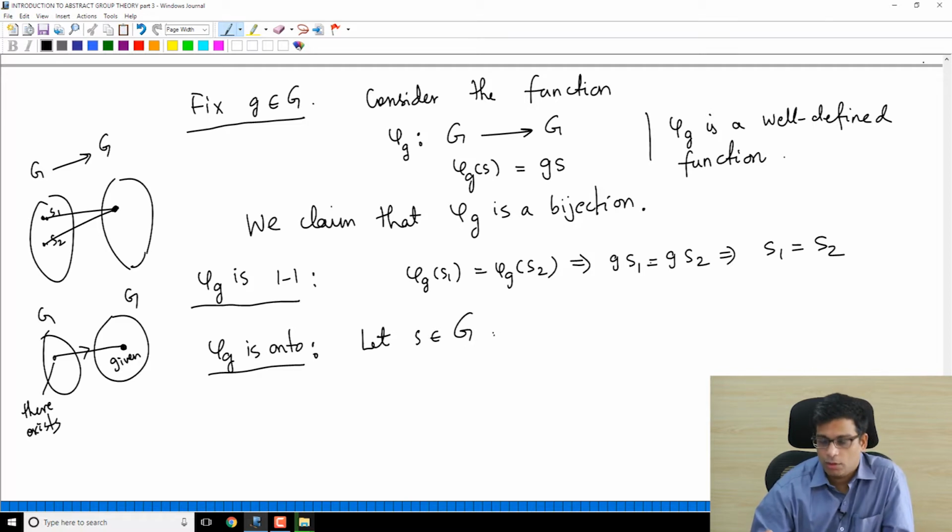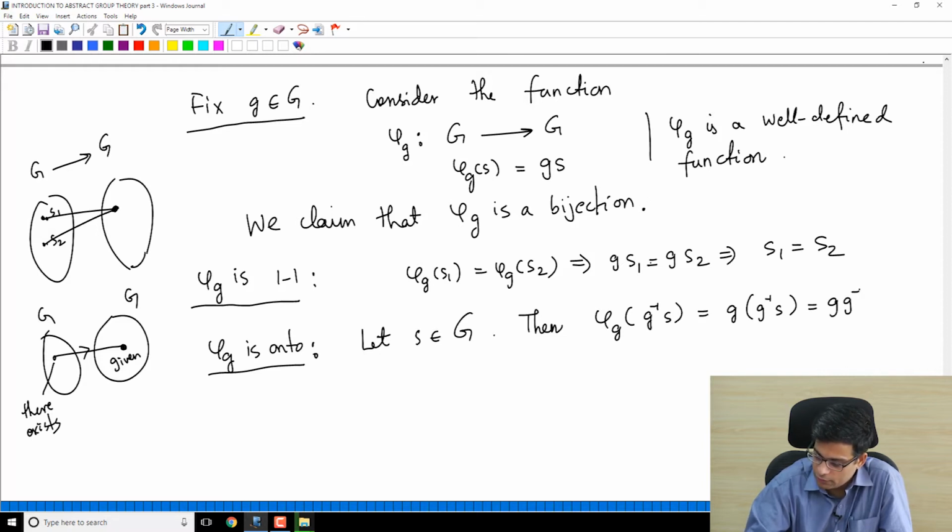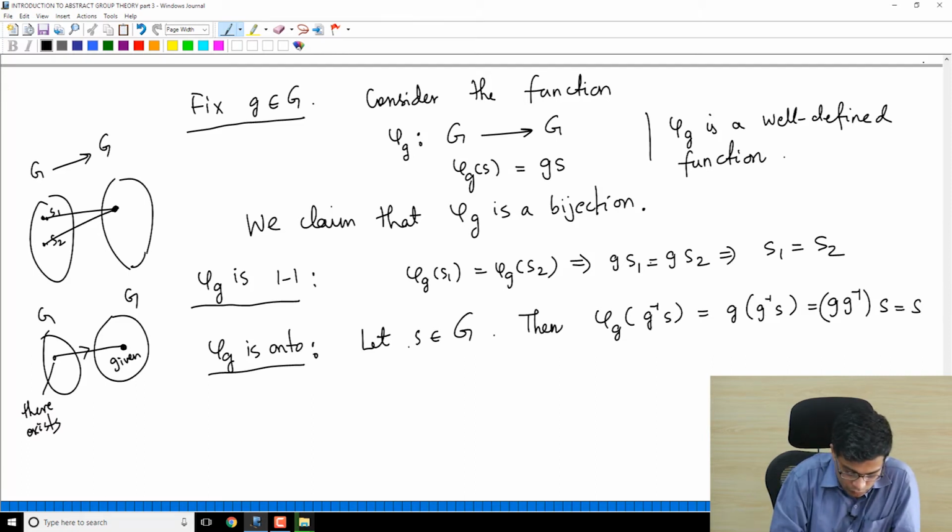So which element maps to this? So then phi g of g inverse s, let's consider g inverse s, right? If s is in G, g inverse s is also in G. So what is phi g of g inverse s? By definition, this is g times g inverse of s. By associativity, this is g g inverse of s, which is s, right? So if you give me an arbitrary element s, g inverse s maps to this under phi g.